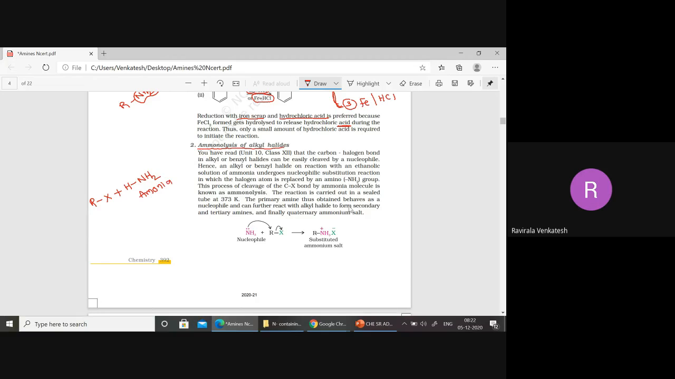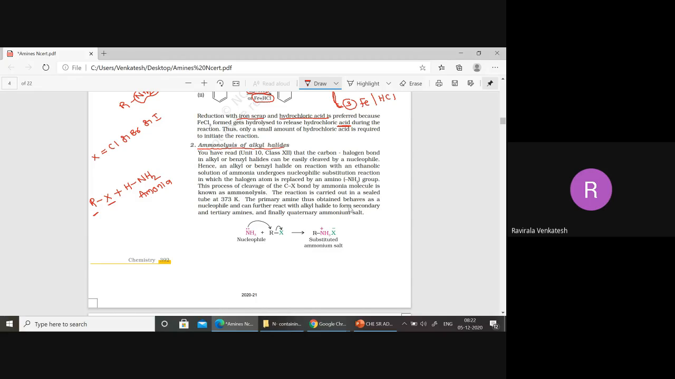Here X can be chlorine, or bromine, or even iodine in the place of halogen. R means you can take any alkyl group here: methyl group, ethyl group, propyl group, isopropyl group, like that any alkyl group. Don't take halobenzene. Don't take chlorobenzene or bromobenzene, because in those the C-X bond has double bond character. So take only alkyl groups.